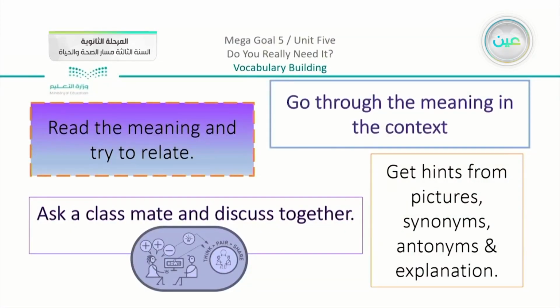Now, basically, we are going to do the same thing. We are going to read the meaning and try to relate what we know from our previous background. We are going to go through the meaning in the context. We are also going to ask if you need a classmate, and you can discuss together as well. And of course, we're going to get hints from pictures, synonyms, antonyms, and explanation. So we're going to move on with our lesson.